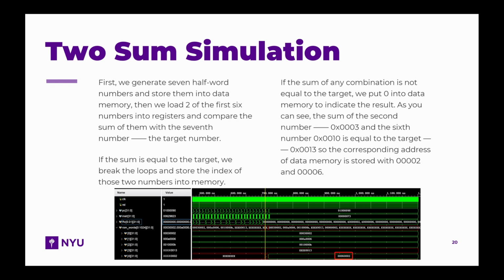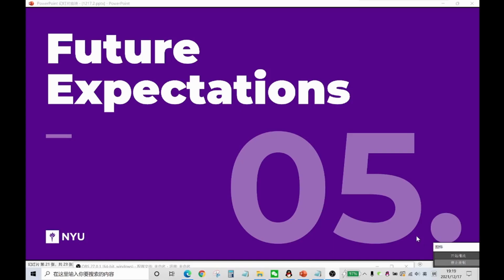And in this example, after we find the numbers we want, we will store their indices back to the data memory. And as you can see here, number 2 and number 6 are what we want. And if we haven't found the result we need, we will store an indication, like a flag bit, back to the data memory to indicate that we found nothing.